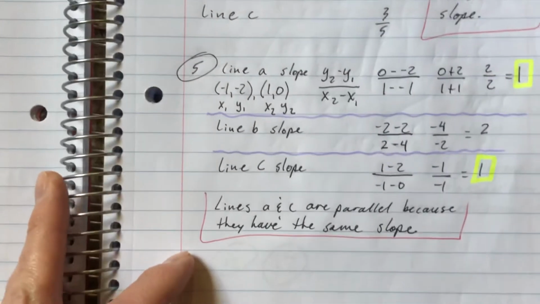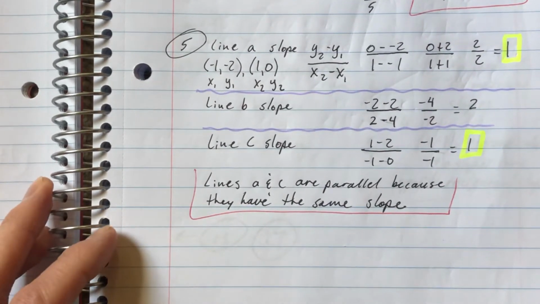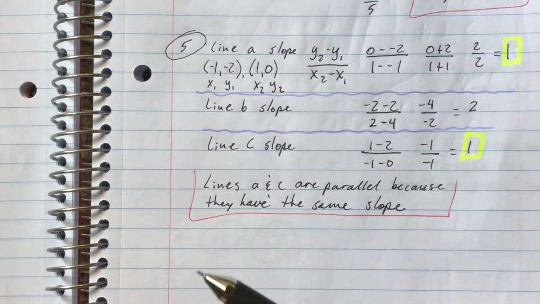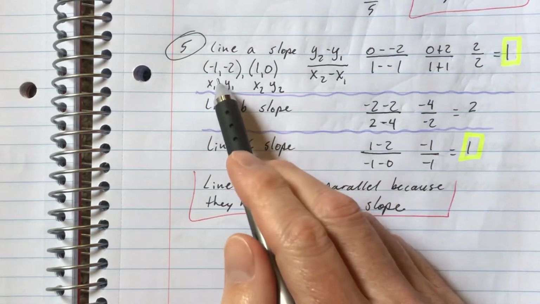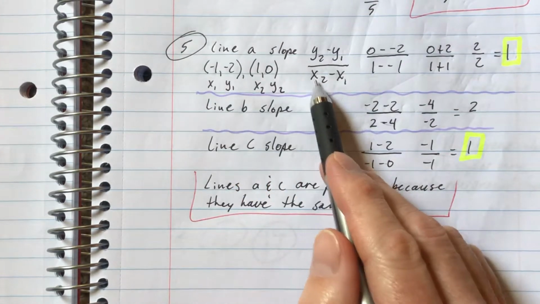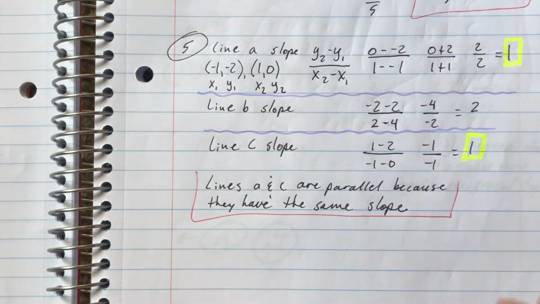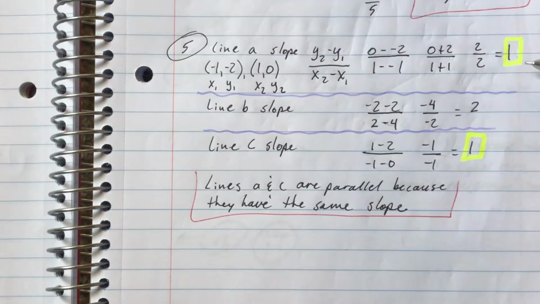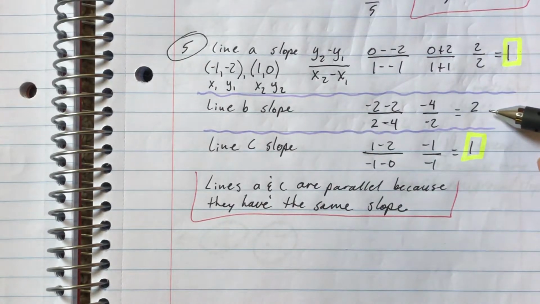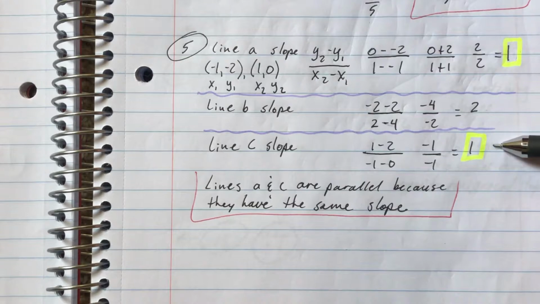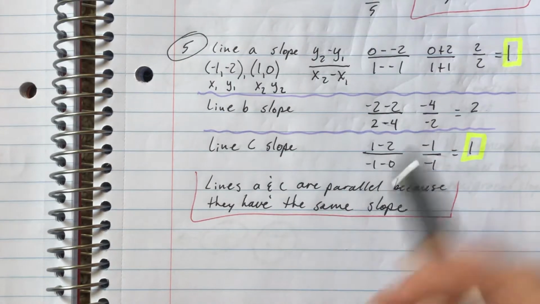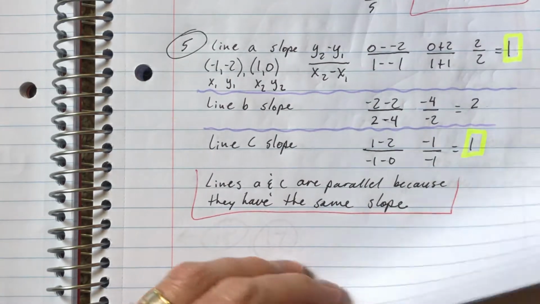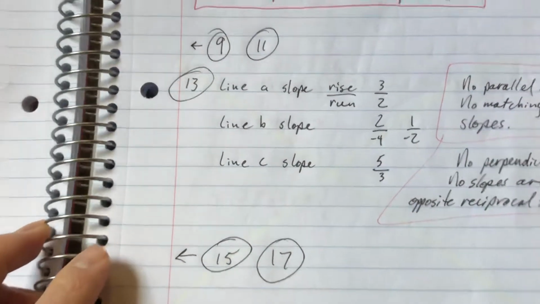And number 5, it's similar to one that we did before, where we have to find the slope of each line that goes through 2 points that we're given. So we look at the 2 points, use our slope formula, we do some subtracting and simplifying, and then we get that the slope for line A is 1, the slope for line B is 2, and the slope for line C is 1. And so lines A and C are parallel because they have the same slope.